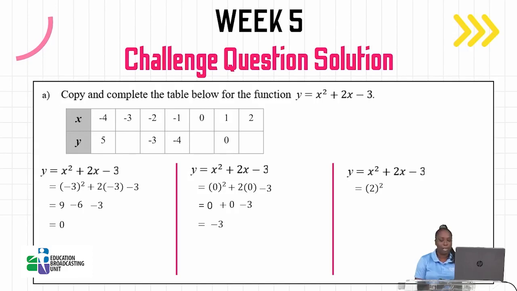we are going to have 2 squared plus 2 times 2 minus 3. And of course, 2 squared is the same as 2 times 2, so that's 4, plus 4 again, because we have 2 times 2, minus 3. 4 plus 4 is 8, and 8 minus 3 is 5. And so all we'll do is to just place those values into their respective places onto the table.